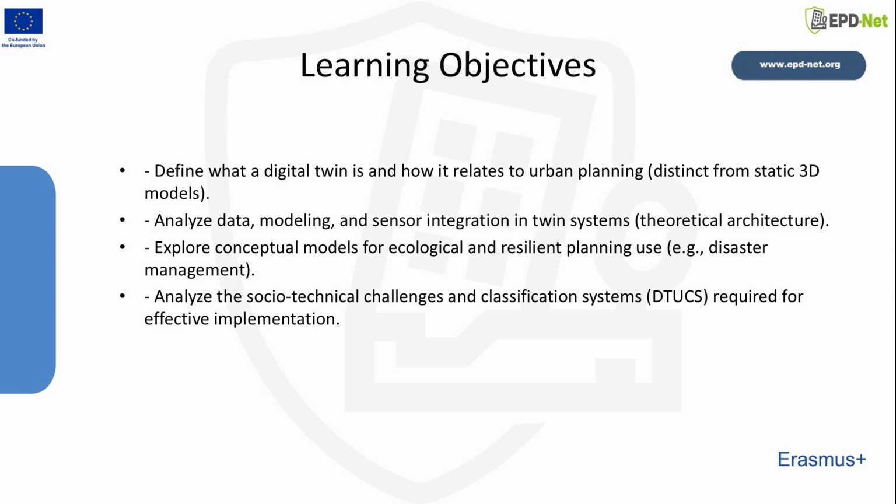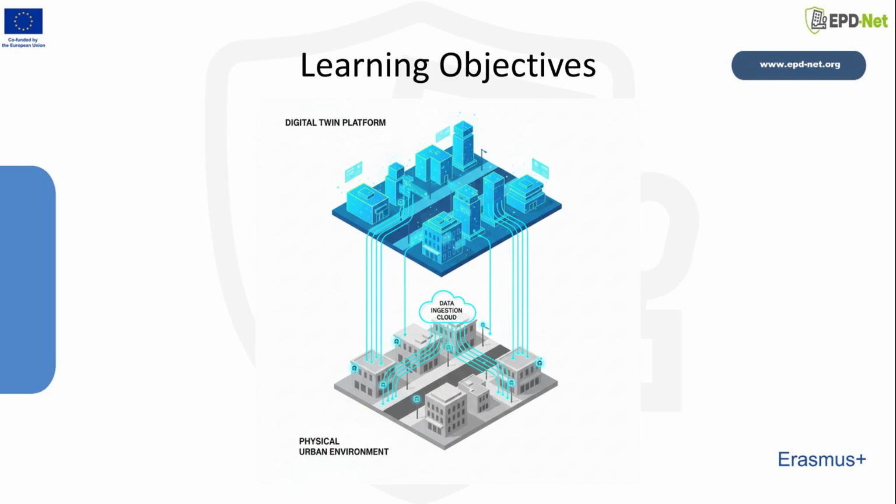First, you will be able to define the distinct difference between a digital twin and traditional GIS or static models. Second, you will understand the theoretical architecture, how data flows from sensors to the model. Third, you will explore how this technology offers specific conceptual models for ecological and resilient planning, particularly in disaster management. And finally, you will be able to analyze the essential classification systems, like DTUCS, which are necessary for effective implementation.